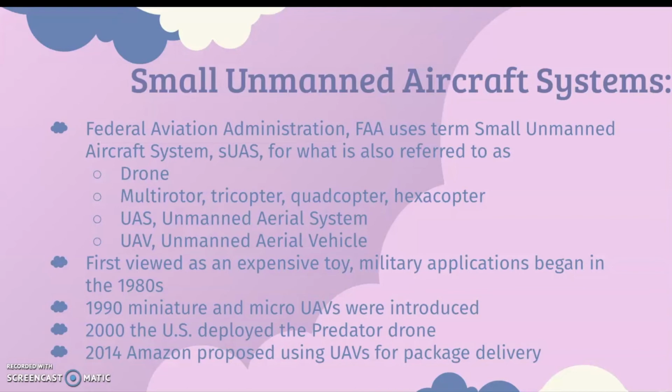Small unmanned aircraft systems were first used as an expensive toy, but military applications began in the 1980s. In 1990, miniature and micro UAVs were introduced, and then in 2000, the US deployed the Predator drone in Afghanistan. In 2014, Amazon proposed using UAVs for package delivery.